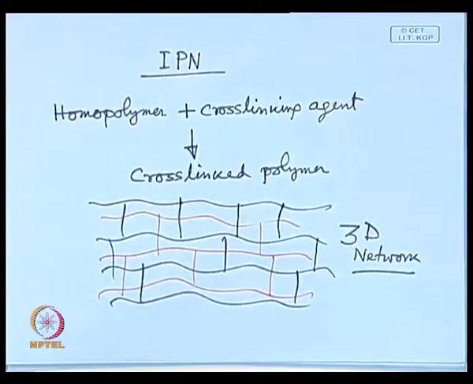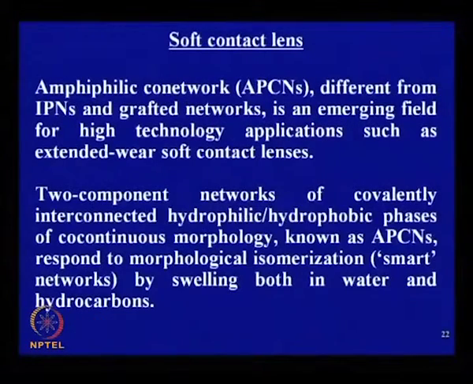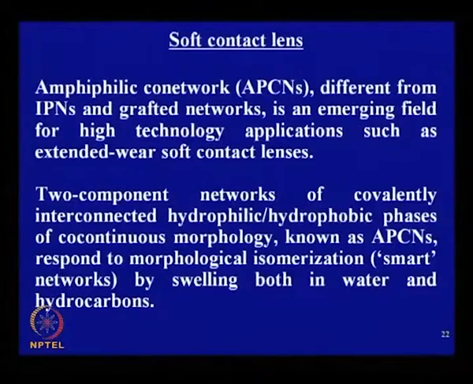This simple common sense will tell. Hydrophilic, we want to make a little bit hydrophobic in character. So, we graft a little bit of hydrophobic polymers at certain locations. So, you can get amphiphilic characteristics. Two component networks of covalently interconnected hydrophilic and hydrophobic phases of co-continuous morphology. Co-continuous morphology means the morphology should be identical. So, co-continuous permeability and other properties are maintained there.